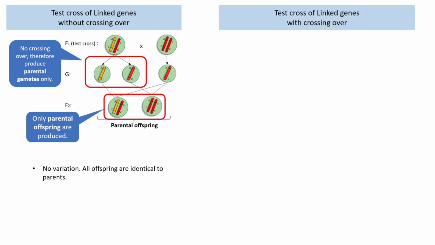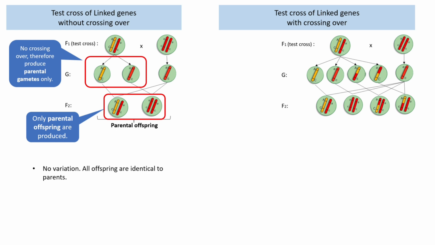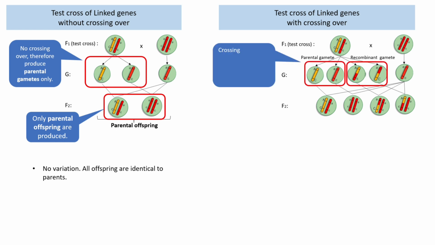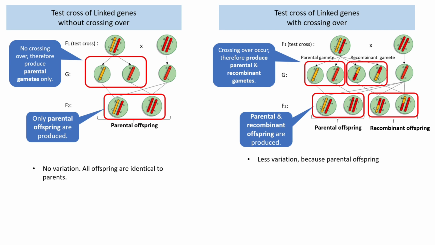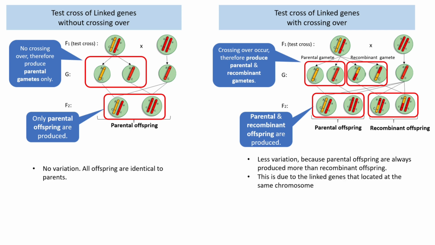In a test cross of linked genes with crossing over, heterozygous parent will produce parental gametes and recombinant gametes. Fertilization between gametes will produce parental offspring and recombinant offspring. Crossing of linked genes with crossing over will produce less variation, because parental offspring are always produced more than recombinant offspring. This is due to the linked genes that are located at the same chromosome and have tendency to be inherited together. Crossing over may occur but less frequent if compared to not linked genes.